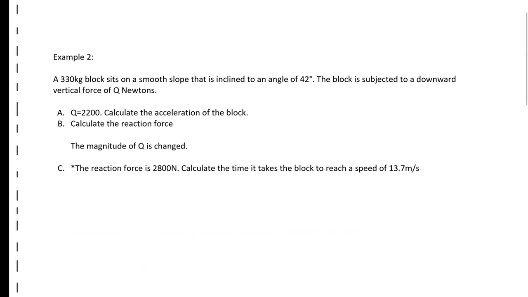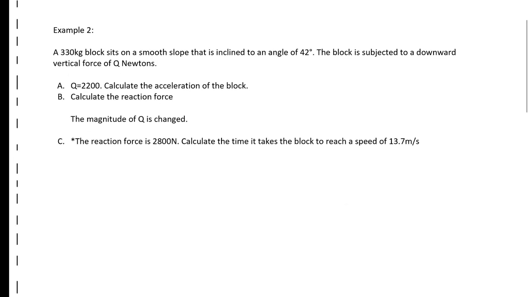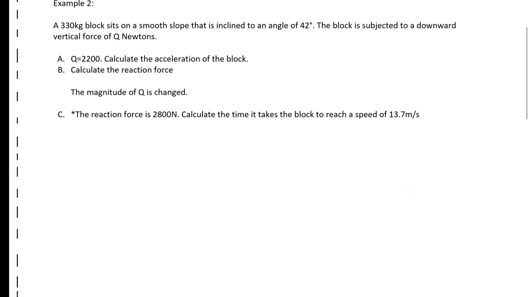Example 2. In example 2 we have a 330 kilogram block and it sits on a smooth slope that is inclined to an angle of 42 degrees. The block is subjected to a downward vertical force of Q newtons. This is a good opportunity to pause the video and have a go at setting this question up and then trying to answer parts A, B and C. I will now go through and deal with the question.